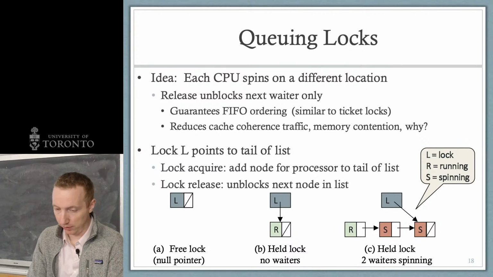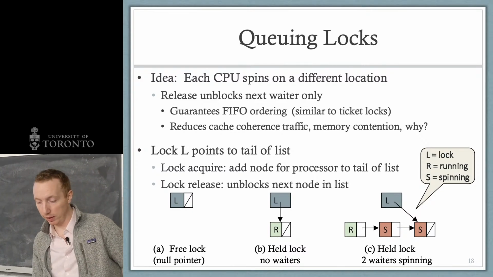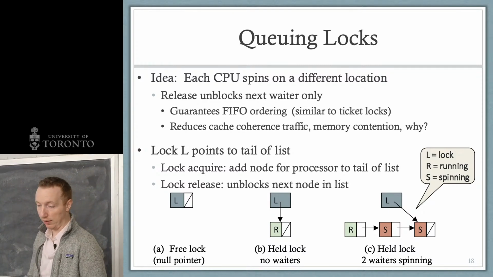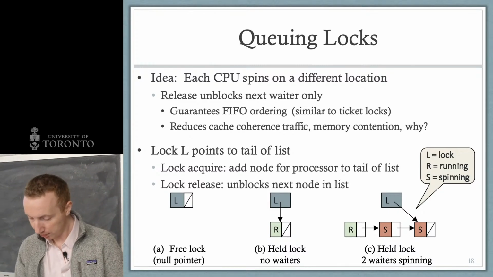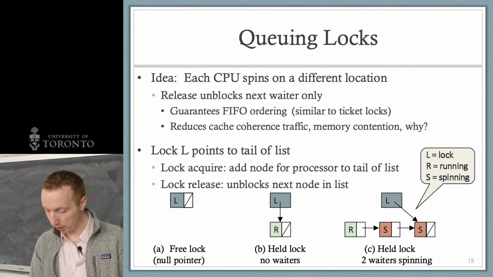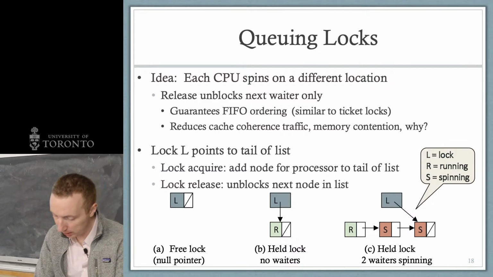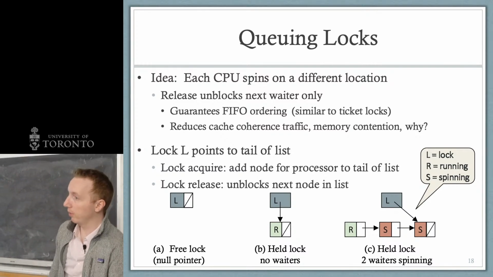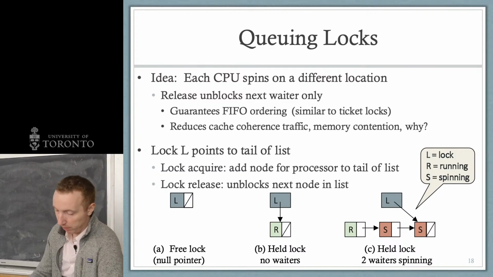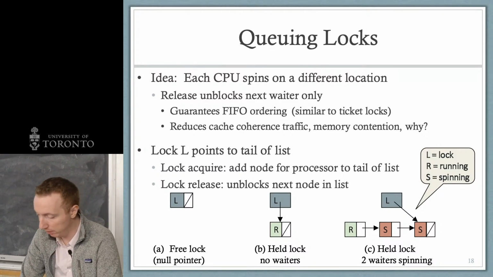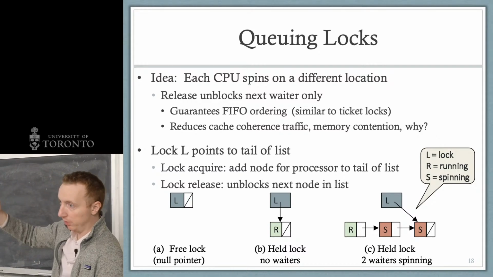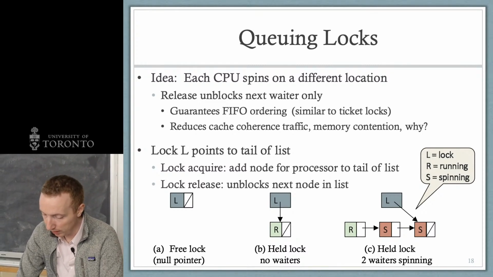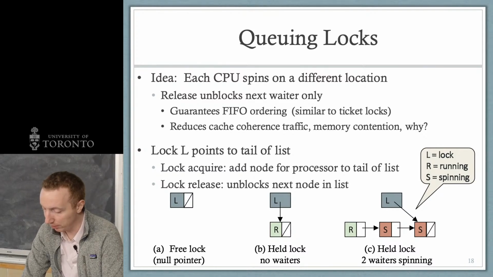And what we would do is just have a lock that points to the tail of a list, and then in the lock acquire, we can add a node for the processor, so each processor has its own node, its own memory location. So there would just be one global lock pointer, and to acquire, you set that pointer to your own data structure where you're holding the lock, and then you would add it to the tail and set up a sequence of CPUs that try to acquire that lock in whatever order. So in the lock release, it would just unblock the next node in the list.